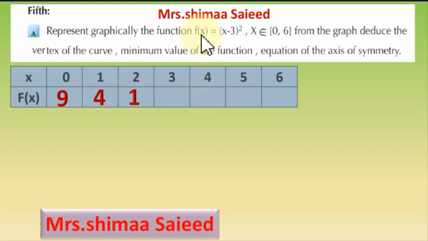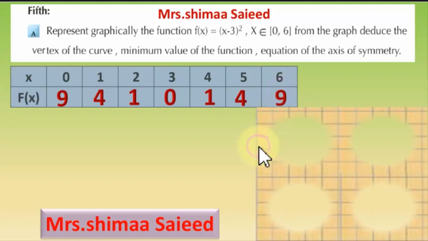When x equals 3, f of x equals (3 minus 3) equals 0, squared, which is 0. When x equals 4, f of x equals (4 minus 3) squared, which is 1 squared equals 1. When x equals 5, f of x equals (5 minus 3) equals 2, squared equals 4. When x equals 6, f of x equals (6 minus 3) squared, which is 3 squared equals 9.